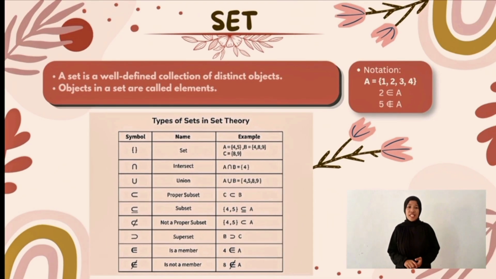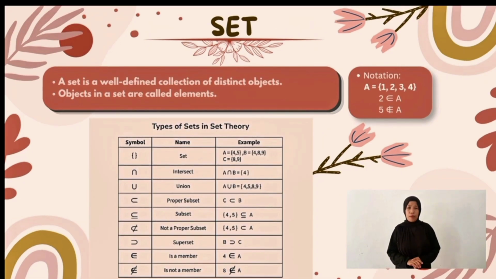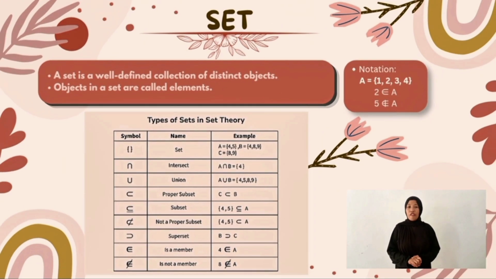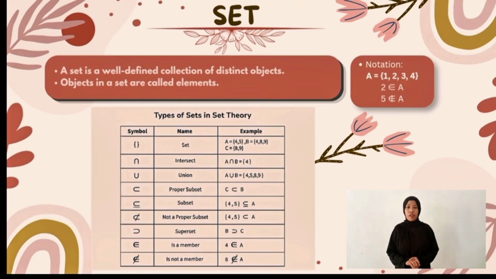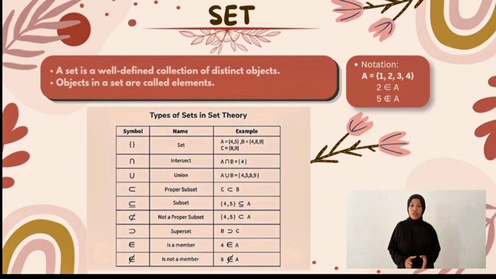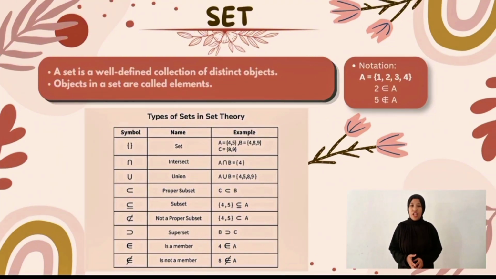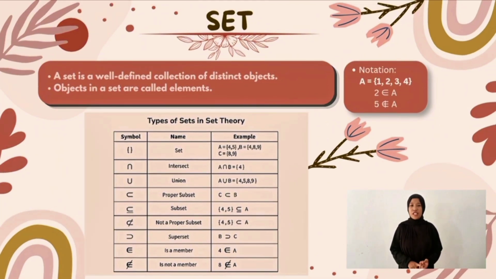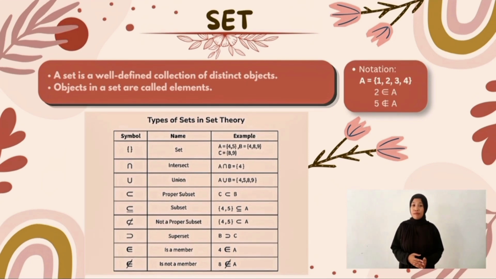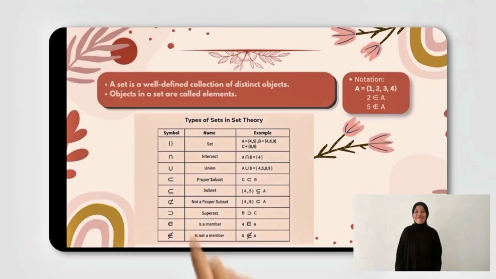Since 2 is inside the set, we write 2 belongs to A, or 2 is an element of A. However, 5 is not in the set, so we write 5 is not an element of A. This table also shows some common symbols used in set theory, such as union, intersection, and subset. These symbols help us describe relationships between different sets.